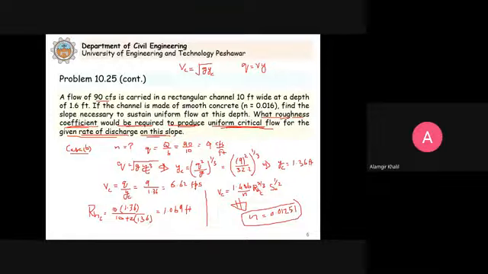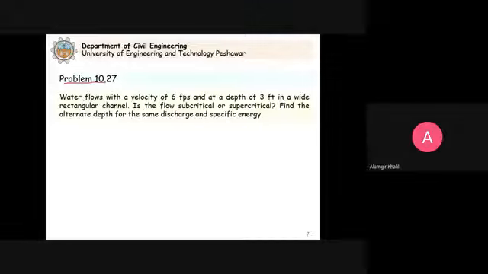So this is how we apply the equations that we developed in the previous lecture to analyze the flow problems. Now let us continue with this for our practice. This is now problem 10.27. It says that water flows with a velocity of 6 foot per second and at a depth of 3 feet in a wide rectangular channel.